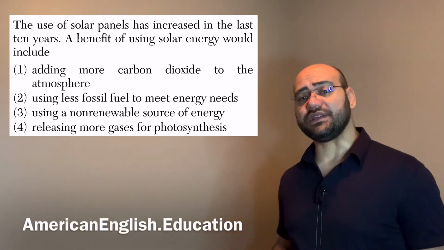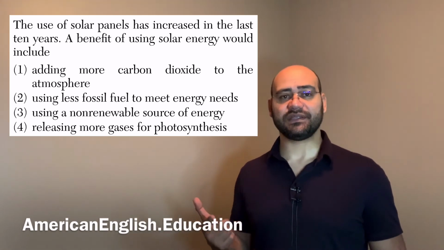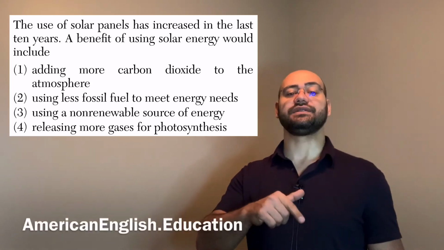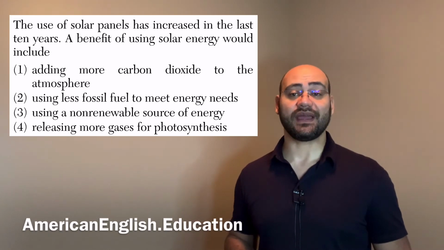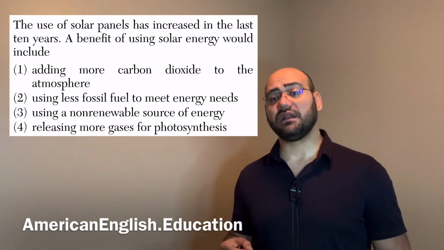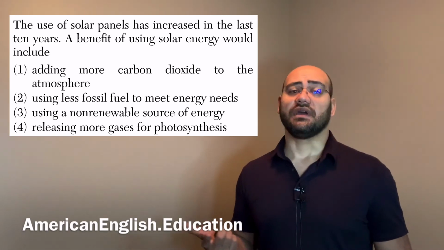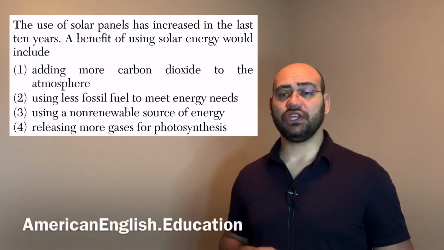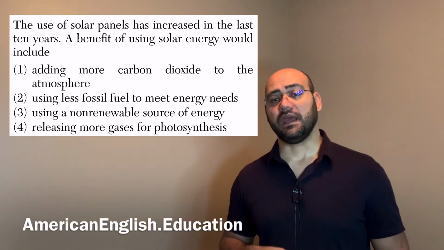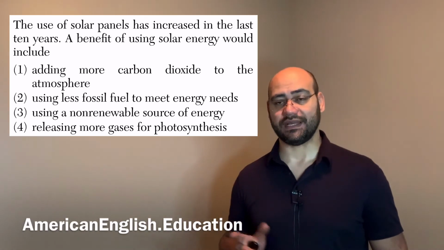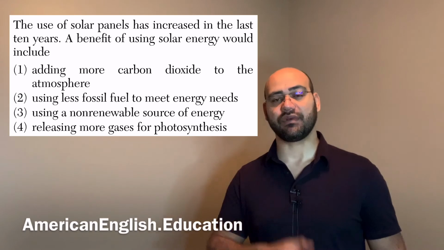Okay, I'd like to draw your attention to number 1, adding more carbon dioxide to the atmosphere. Well, that makes no sense because that's exactly why we use solar panels, in order to decrease the carbon dioxide to the atmosphere. So number 1 is incorrect. Number 2, as a result of using solar energy, we are going to have less fossil fuel to burn. Absolutely correct. Number 2 is your right answer. Number 3, using a non-renewable source of energy makes no sense because that is coal, that is fossil fuel, and that is not a benefit of using solar energy. So 3 is out. Releasing more gases for photosynthesis makes no sense. 4 is out. Number 2 is your right answer.